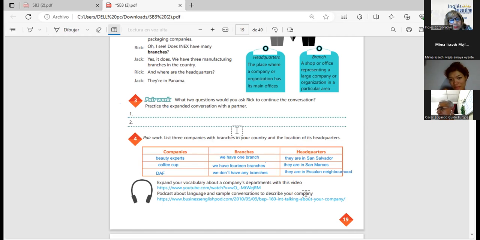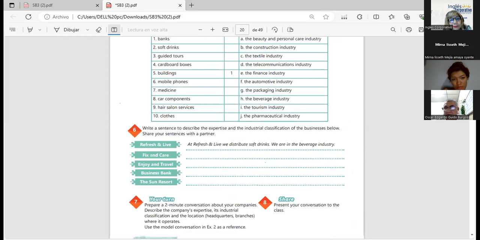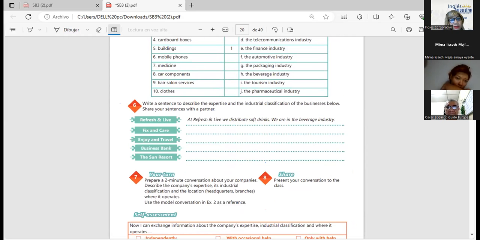Now we move on to page 20. Let's go to page 20. Page 20, exercise 6.